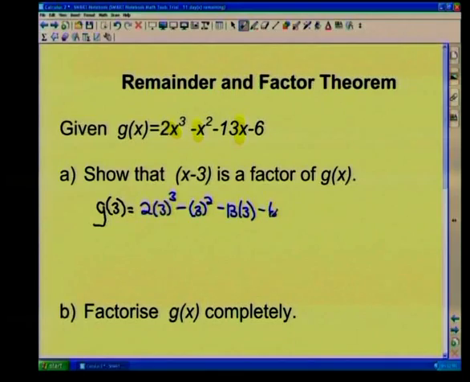And what do we anticipate? We anticipate our answer being 0. Because if the answer is 0, it means my remainder is 0. And if my remainder is 0, then it means that I have a factor. So this is what I anticipate. Let's see if it's true.